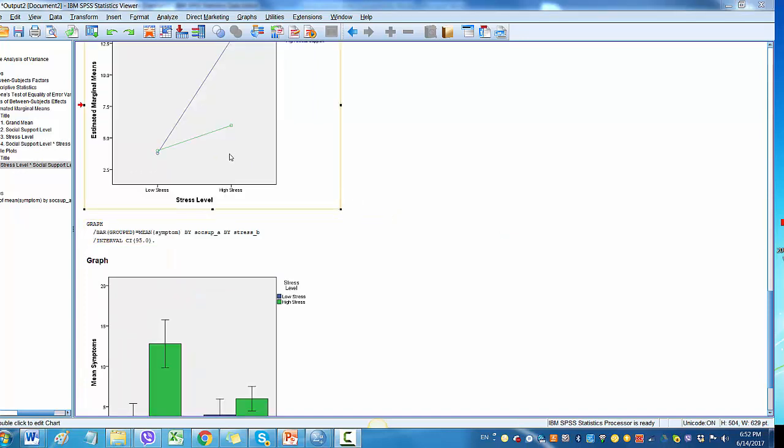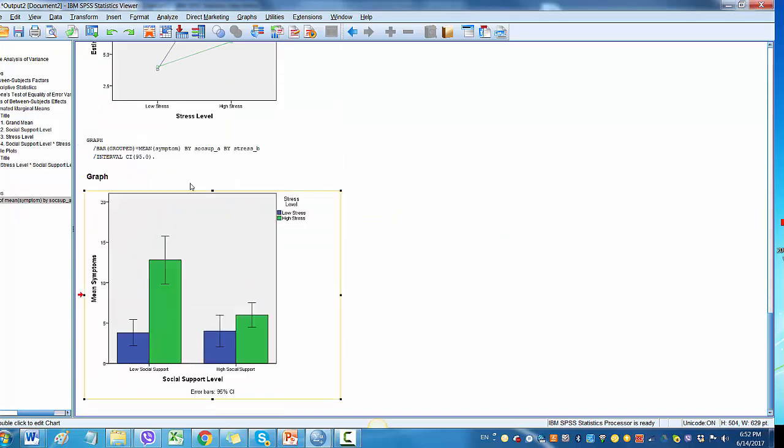Last but not least, in both of these graph figures, you can see the low social support high stress group had a much higher level of mean symptoms than the other three groups.